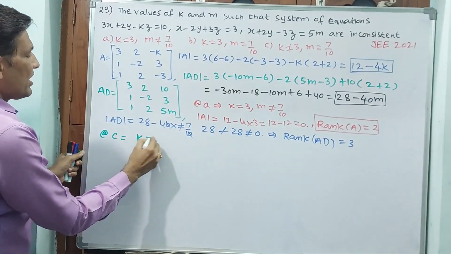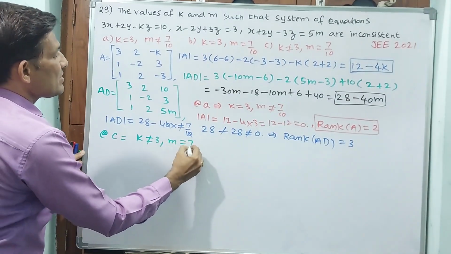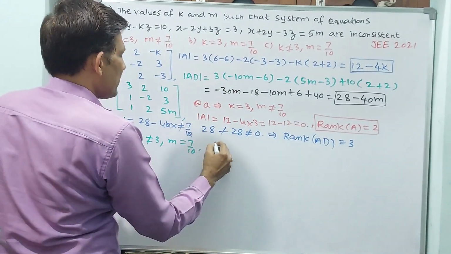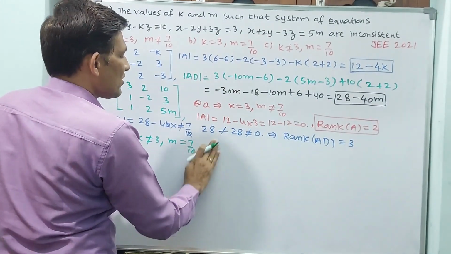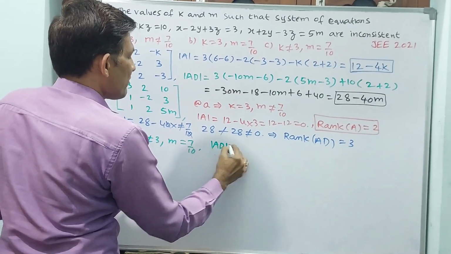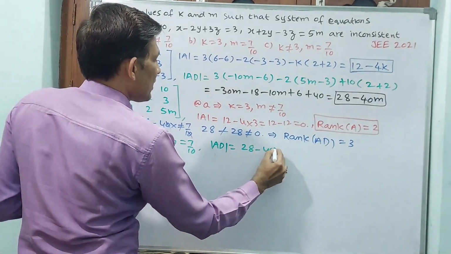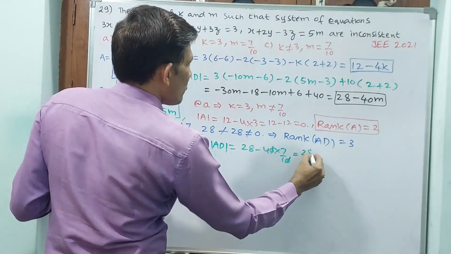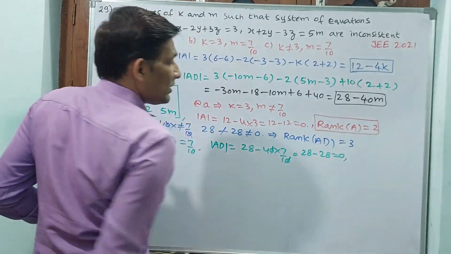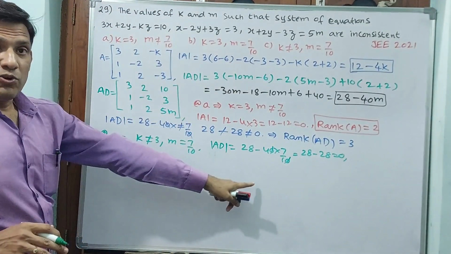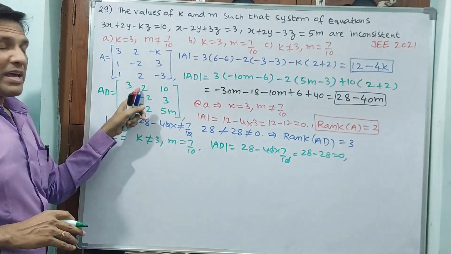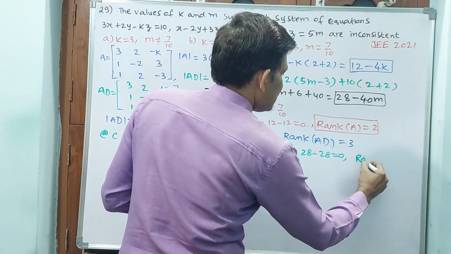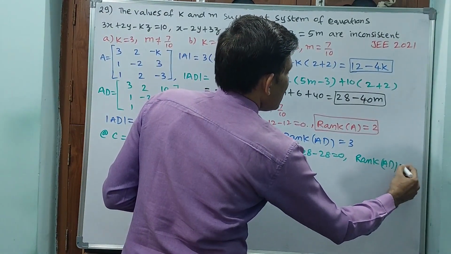Option C: k is not equal to 3 and m is equal to 7 by 10. Now I am first finding this rank. Rank of AD means determinant of AD I am finding. Determinant of AD is equal to 28 minus 40 into 7 by 10, that means 28 minus 28 equal to 0. If overall determinant is 0, then go inside. Minus 6, minus 2, minus 8. This is not equal to 0. That means rank of AD is 2.